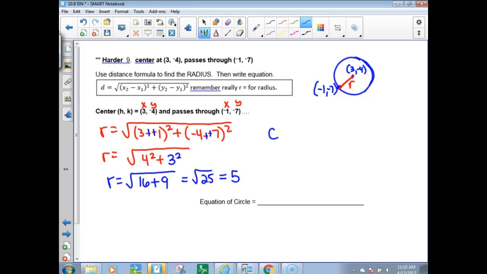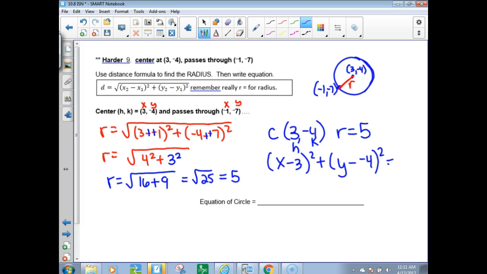So now we have a center at 3, negative 4. They gave us that. And a radius of 5. And now we're going to write the equation for the circle. So we would plug in 3 for h: x minus 3 quantity squared plus y minus the k value of negative 4 quantity squared equals 5 squared. Our final answer then for the equation of this circle would be x minus 3 quantity squared plus y plus 4 quantity squared equals 25. All right, so if you were given a center and a point that the circle passes through, you have to find the radius using the distance formula. Then you can do the problem. That's the hardest it gets.